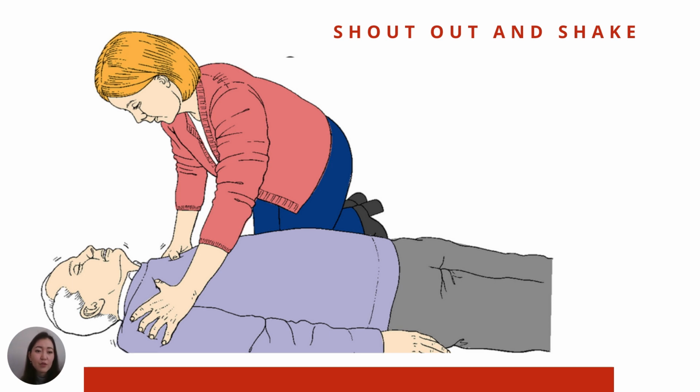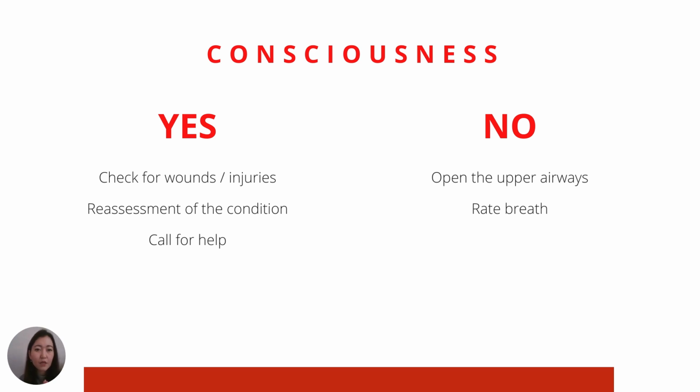Then come to the victim, shout out and shake. By this, we are checking his consciousness. The first thing we have to check is consciousness. If he's unconscious, we check for wounds and injuries, whether it is a difficult injury or a closed injury, something like this, and then call for an emergency ambulance.